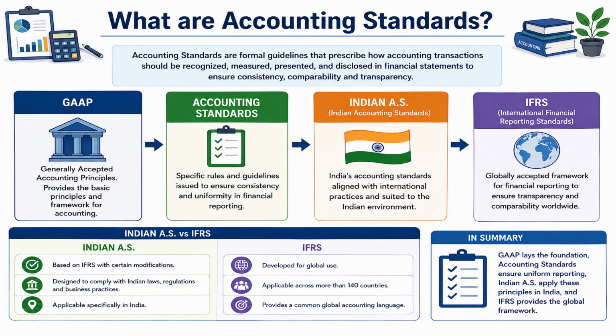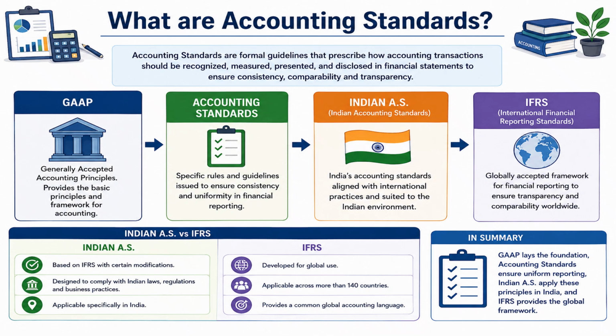The major objectives of IFRS are: creating a common global accounting language, improving transparency, enhancing comparability across countries, facilitating international investments, increasing confidence among investors and stakeholders. The benefits of IFRS include: easier comparison of companies worldwide, increased investor confidence, improved access to global capital markets, better transparency and accountability, reduced reporting differences across countries.